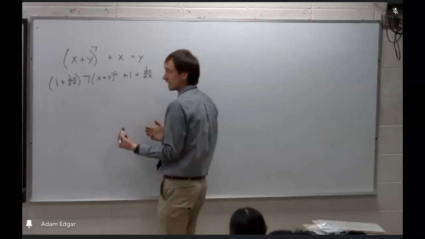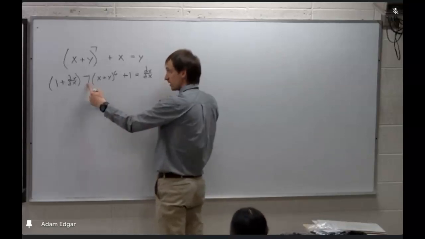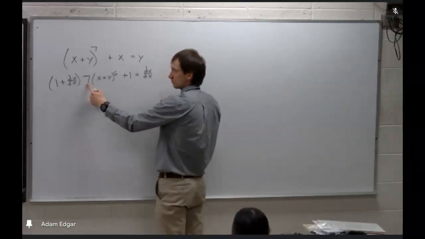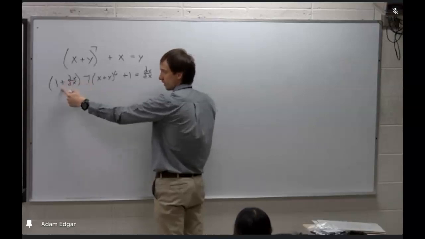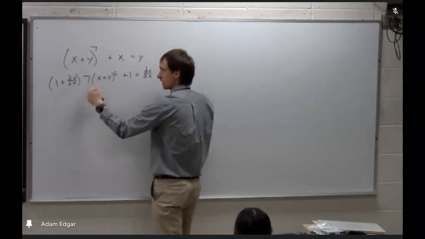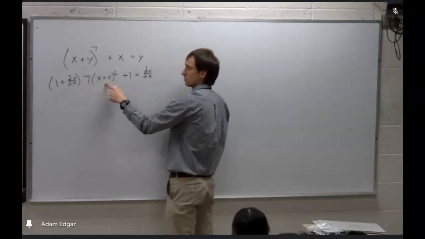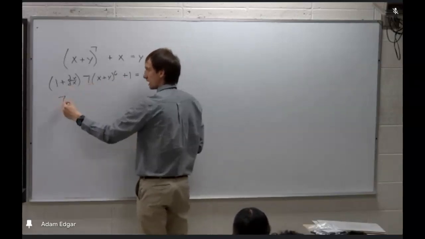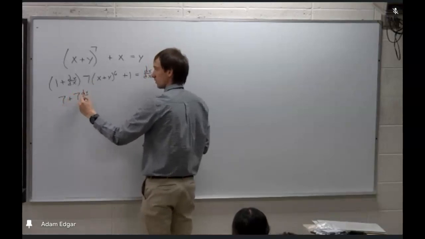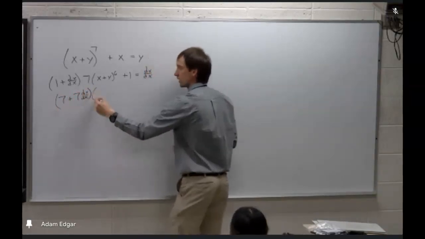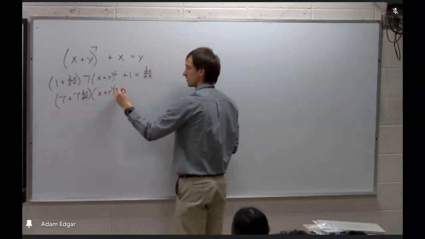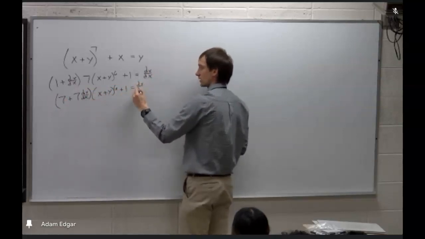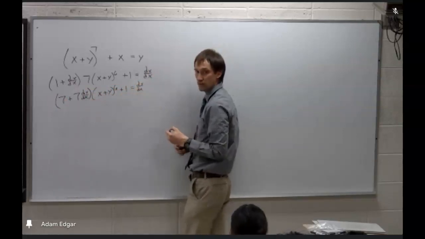At this point, the 7 can be distributed to which piece? The thing on the left. It can't be distributed to the x plus y because it's the exponent. So I would distribute the 7 through the 1 plus dy dx factor. That whole thing is still multiplying the x plus y to the 6th, and plus 1 equals dy dx is just chalk. Questions with that?